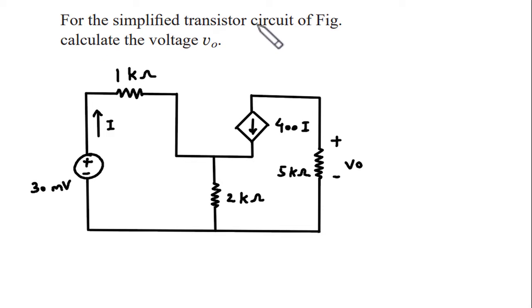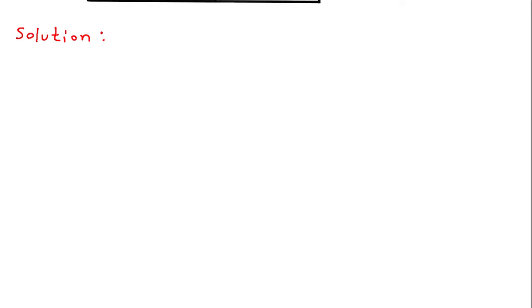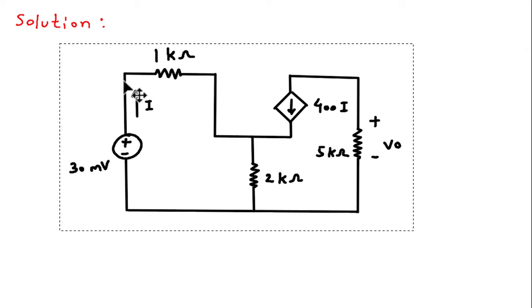For the simplified transistor circuit of figure, calculate the voltage VO. We have to find this voltage VO in this circuit. Solution. First we will redraw the circuit.